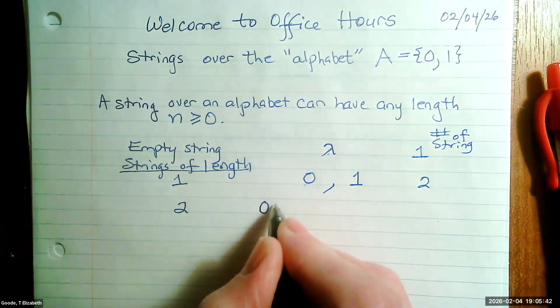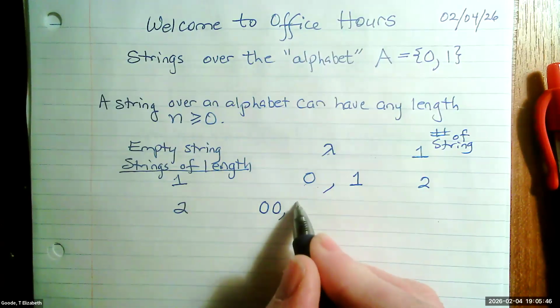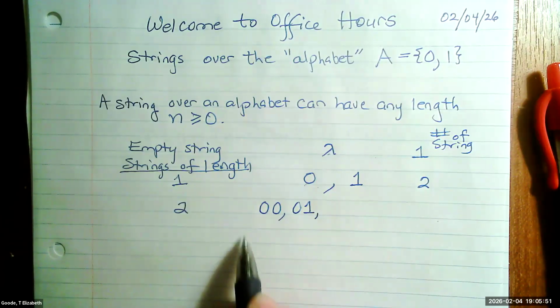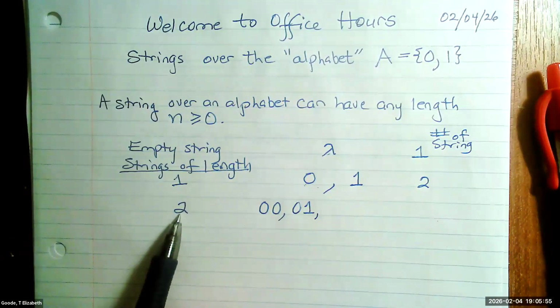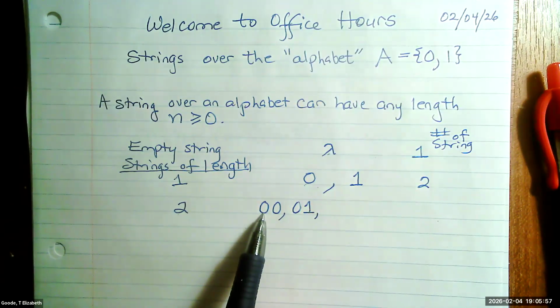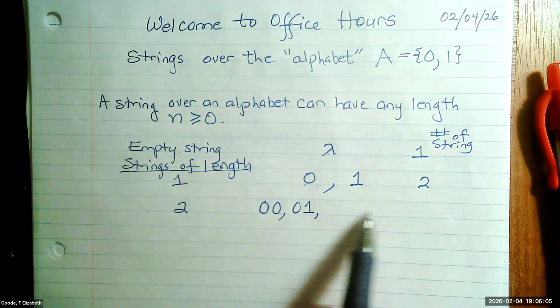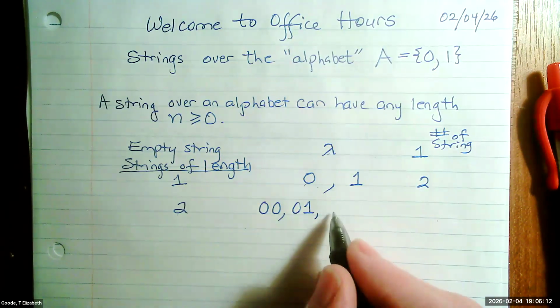Well, it could be a 0 followed by a 0, or it could be a 0 followed by a 1. Now that's a couple of them. Remember, we're building strings of length 2, so we get to choose the first digit. We have two choices for that. And we choose the second digit. We have two choices for that. So how many strings do you think we should be able to find of length 2?